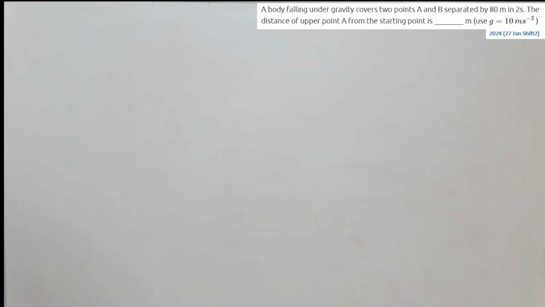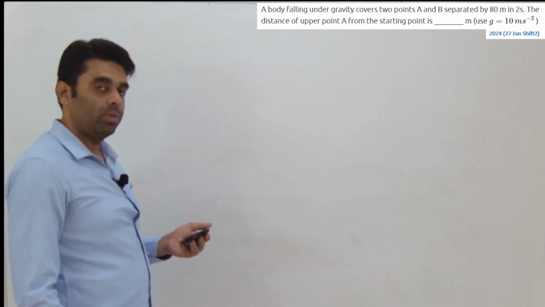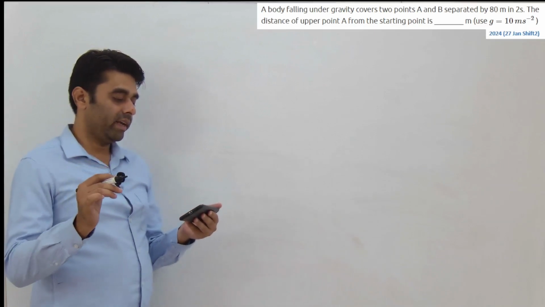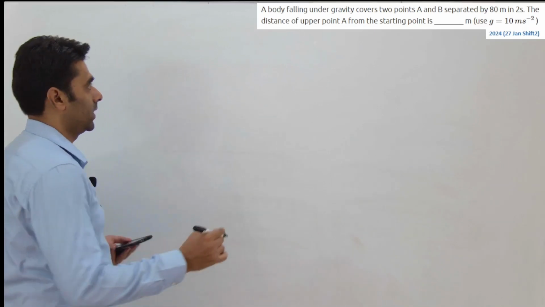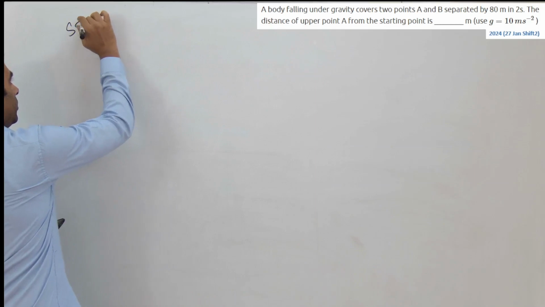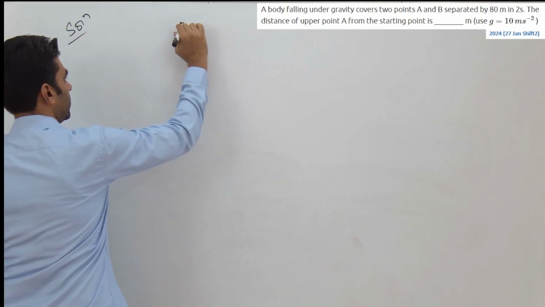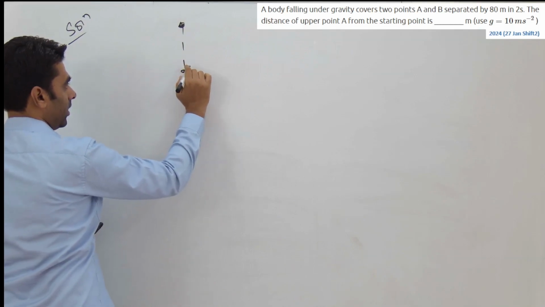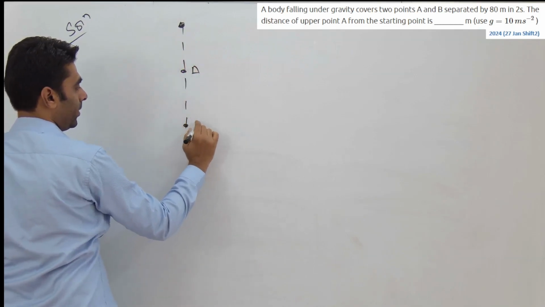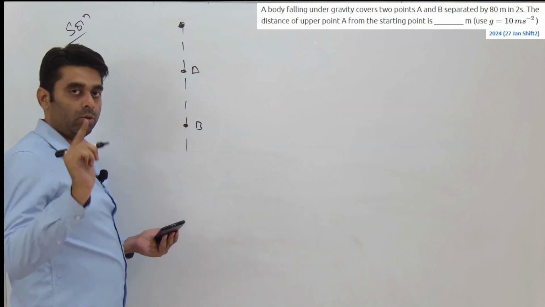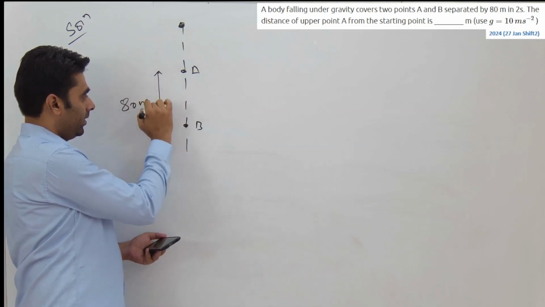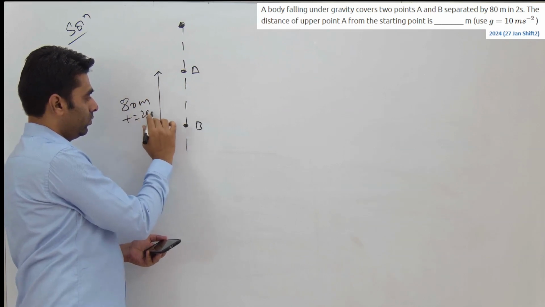Let's move. So the third question we have is a shift 2 question. It says, a body falling under gravity covers 2 points A and B separated by 80 meter in 2 seconds. Motion under gravity question. So the figure, let us draw it. Let's say a particle is dropped from a certain height. It crosses point A, point B, 2 points which are 80 meter apart, and the time taken is 2 seconds.